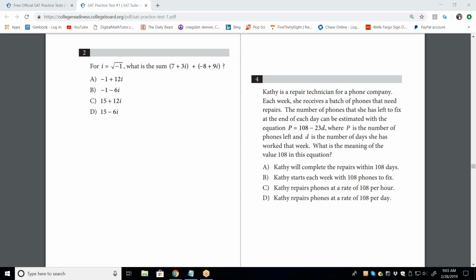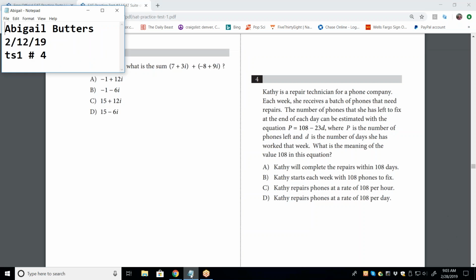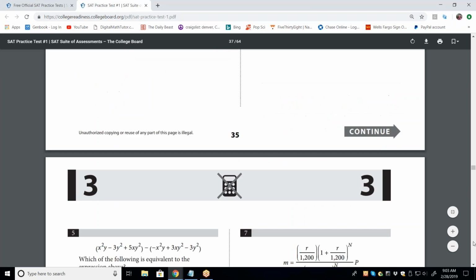Okay, so last time I think we got through question 4. Does this look familiar to you? Yeah. On February 12th, we got through 4. Okay, so let's just keep going.